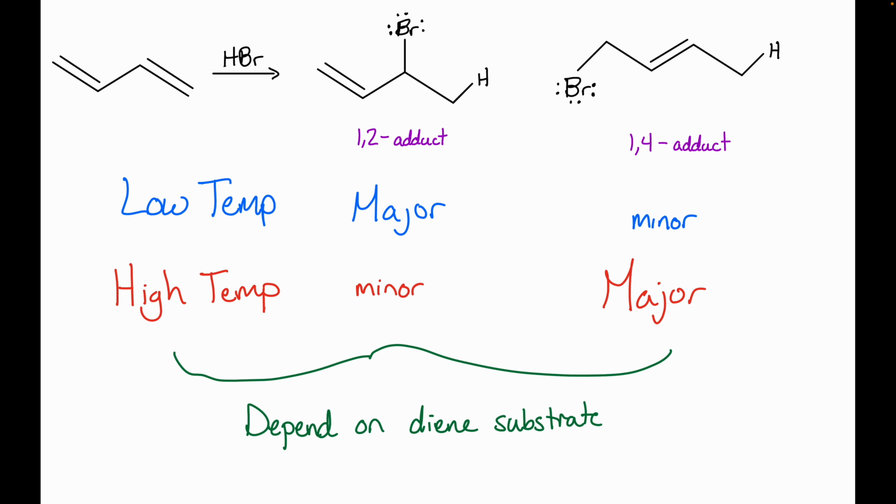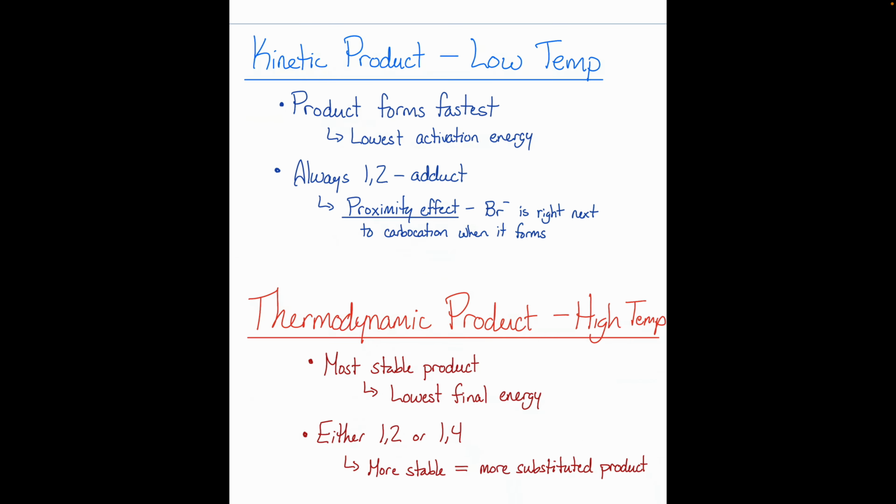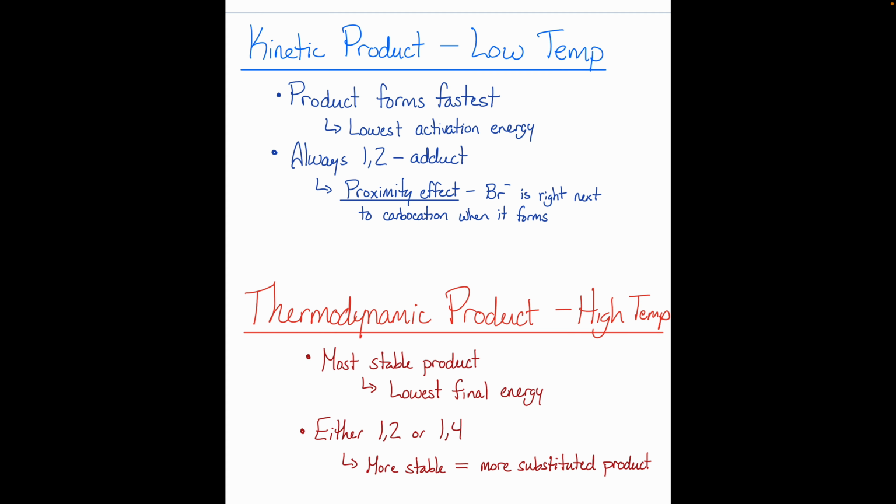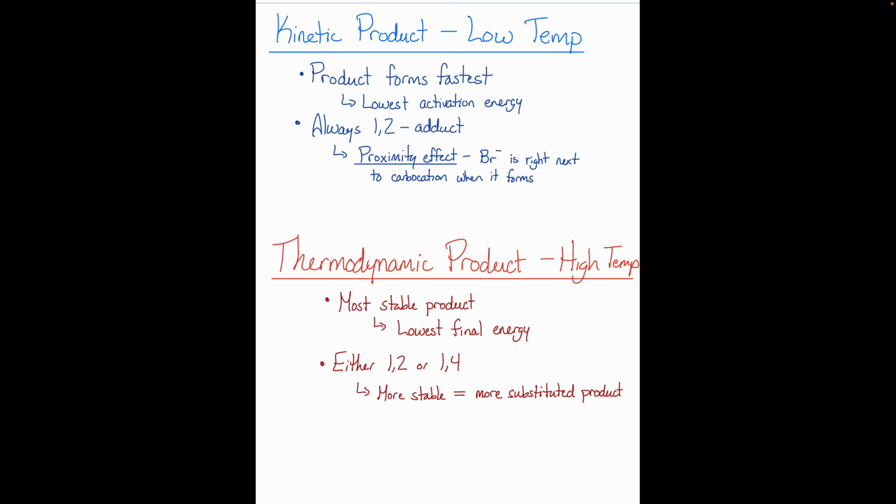Cool. All right, so we got this temperature control here. Kinetic product is the one that forms at low temperatures. It's the one that forms the fastest because of that lower activation energy. Our thermodynamic product is our high temperature product. It's going to be our more stable product.